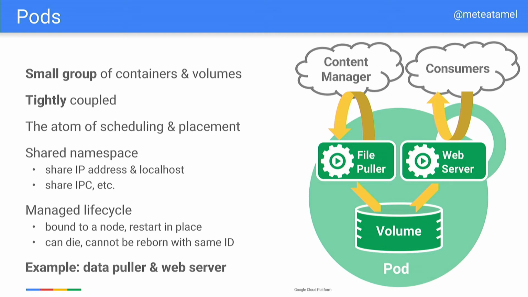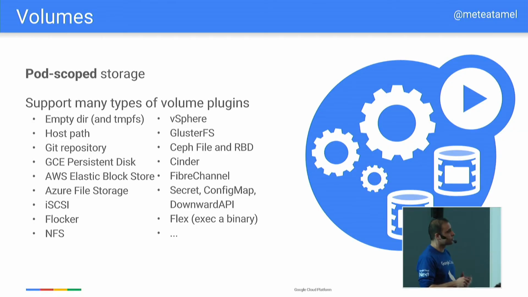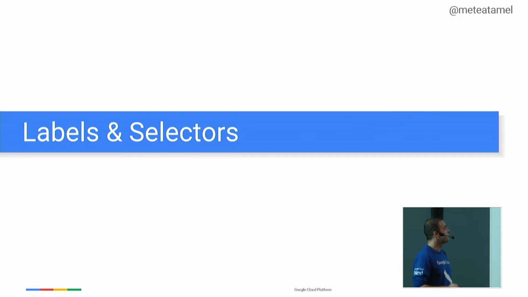Because of that, I put them in what's called a pod, and Kubernetes uses this pod to schedule things together all the time, okay? So that's what a pod is. And then the volume is basically pod scope storage. It's the storage for the pod that lives with the container. So when the container is gone, the storage for it is also gone, all right?